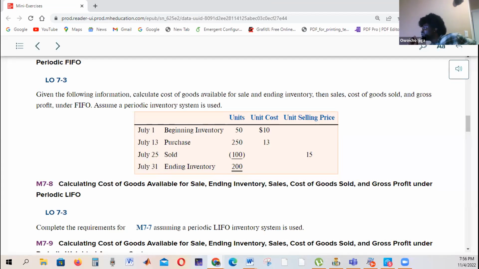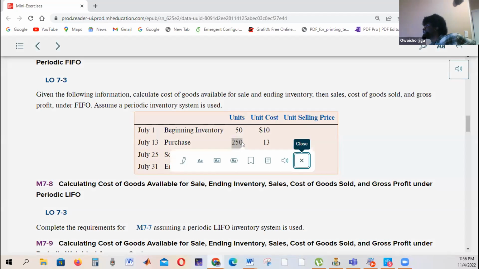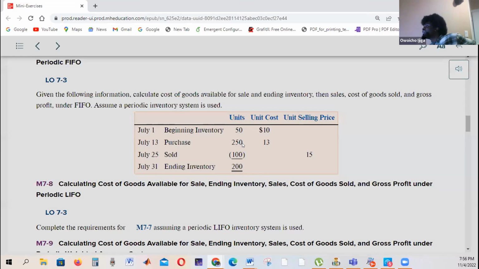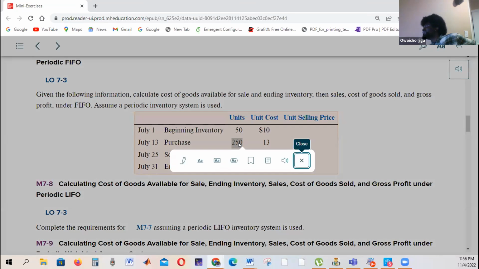Now, it's left for me to decide which system of inventory I'll be using in my sales. But the question said we should stick to FIFO. That means the first that comes in goes out first. If I sold 100 bottles, I will have to sell completely the 50 bottles of beginning inventory. Then I'll sell another 50 from the purchase, so that I'll be left with 200 bottles as my ending inventory.